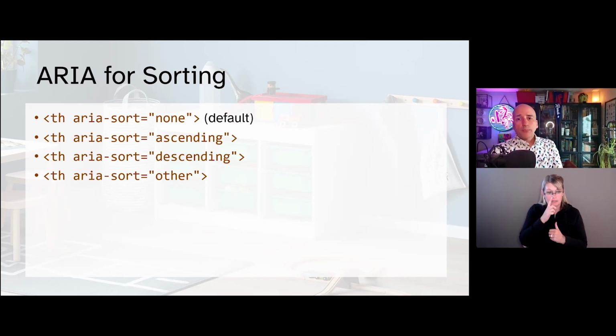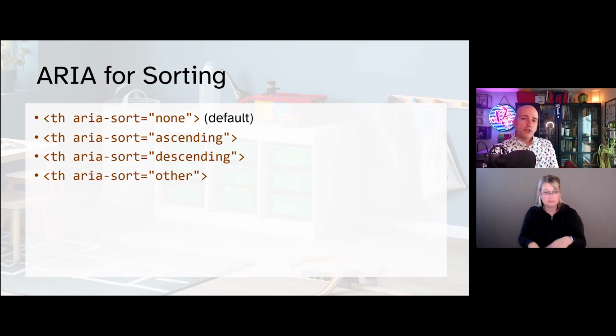So the ARIA sort property goes on the TH. It has 4 values. None is the default value, means nothing is sorted. Now the ARIA spec says if you're using none, you should just remove the attribute completely. Cool. I may have opinions on that. No time for it now.